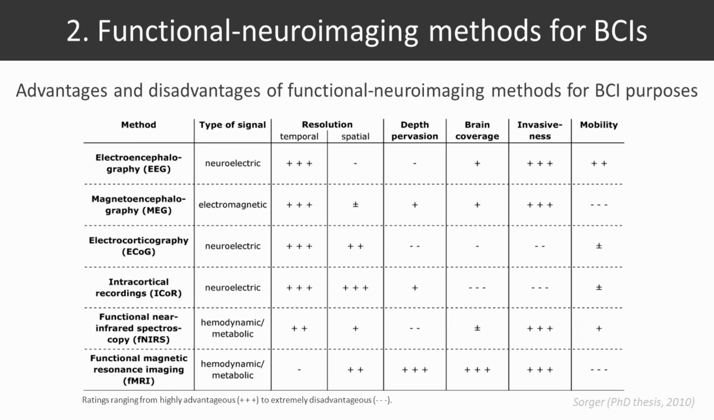And the more brain tissue we measure, the better it is. And also with respect to this dimension, fMRI outperforms the other methods. The last two dimensions here in this table, I think it's clear: invasiveness and mobility, and EEG and fNIRS score best with respect to mobility, of course, because they constitute quite compact systems.